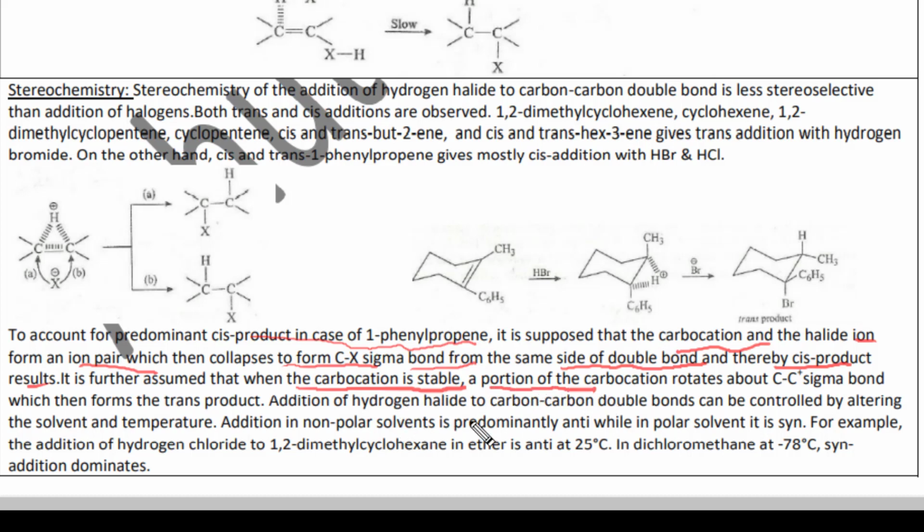So here the carbocation formation is stabilized by the phenyl group, and then rotation about a single C-C sigma bond takes place, and that helps in the formation of one of the products. So rotation about C-C then forms the trans product. Addition of HX to C=C double bond can be controlled by altering the solvent and temperature. Addition in non-polar solvent is predominantly anti, while in polar solvent it is syn.